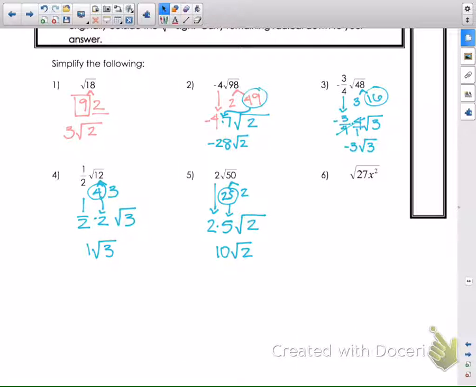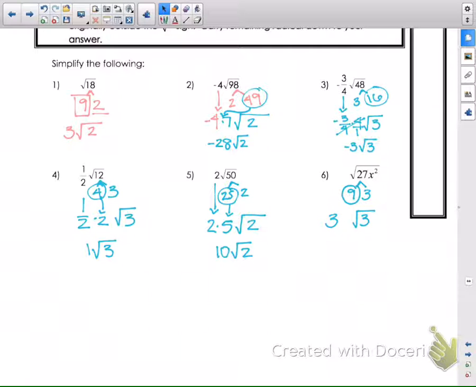Okay, 6 is more of what we're going to be doing on Monday. Okay, the difference between 6 and the ones we've done is what? There's variables. There's variables in it. Okay, so if I was to do this, I handle the numbers and the variables separately. So there's nothing outside to bring down. So first thing I do is I think about 27. What goes into 27 that I can square root nicely? 9 and 3. Okay, 9 square roots. What is the square root of 9? 3. That goes outside. What stays inside? That 3 that we couldn't square root.